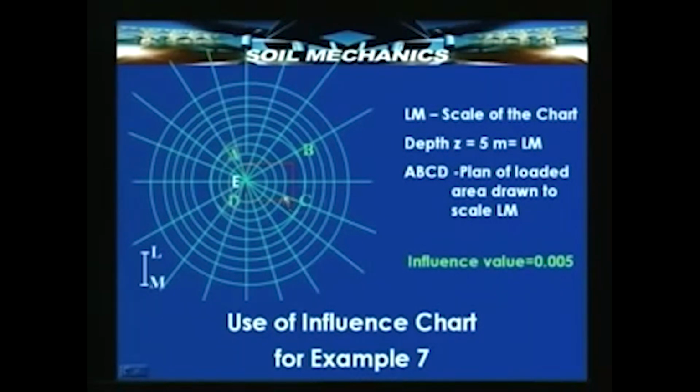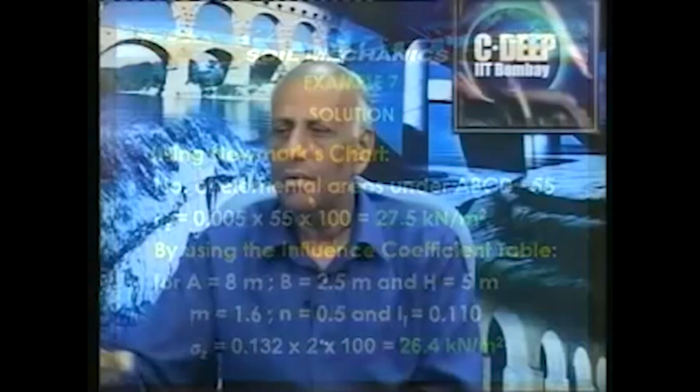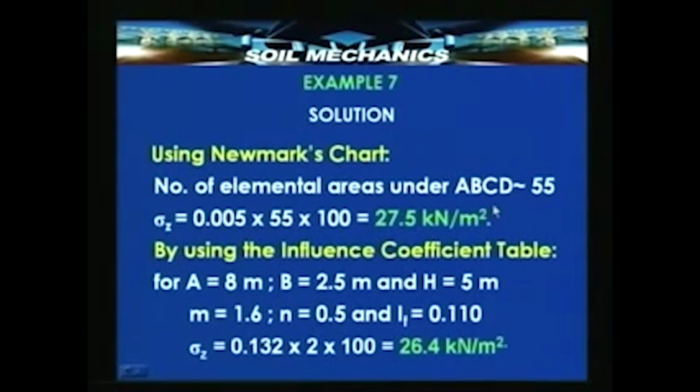We can make an allowance for areas which are not lying completely within the study area shown in rectangular form by a red color, by giving due weightage to partial areas as well. Then the solution would be like this: the total number of elemental areas lying under ABCD, counted on the basis of the Newmark's chart, works out in this case to approximately 55.